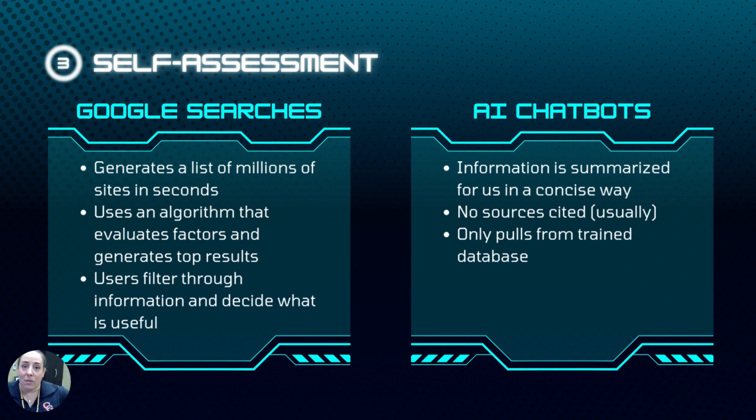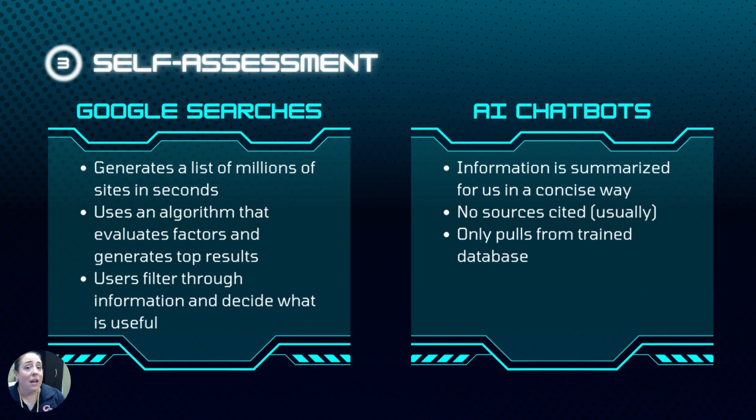So the way that Google works is we type in the question or what we're looking for. And Google searches the entire internet and pulls up websites that are related to what we have searched. So it's pulling up what it thinks is the top users. A lot of that is based on who pays to be the top user or the top result in a Google search.